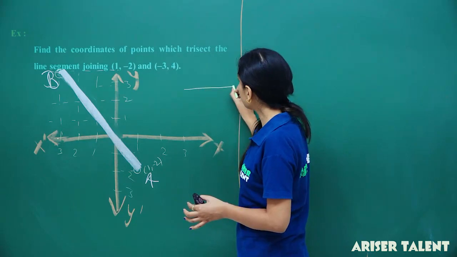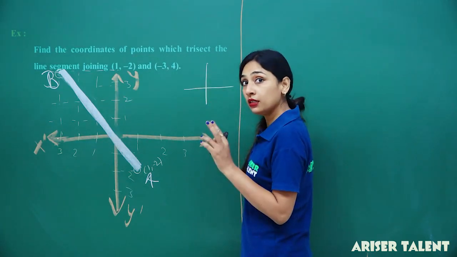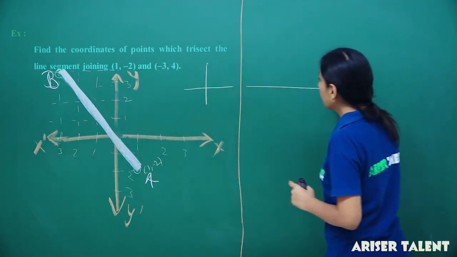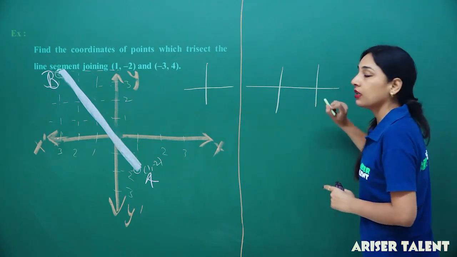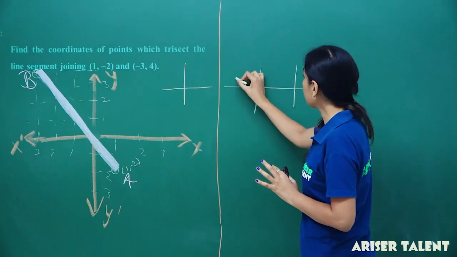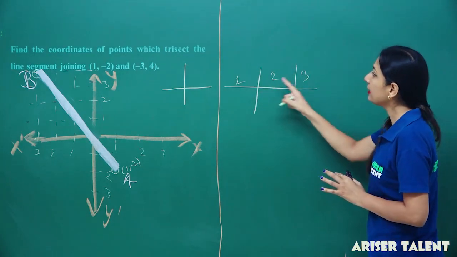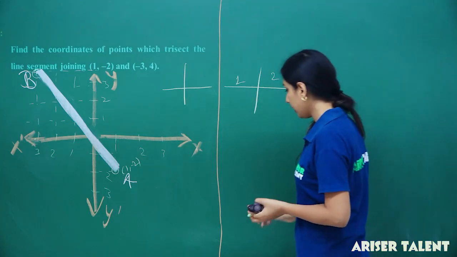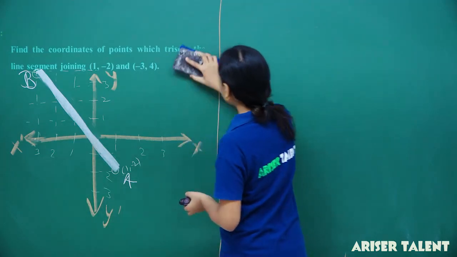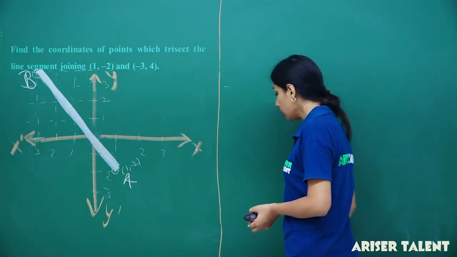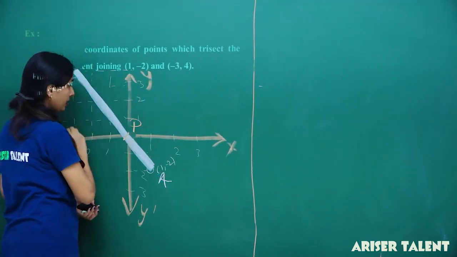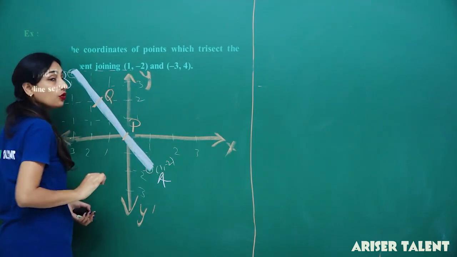Now, what does bisect mean? If I divide it in 2 equal parts. Trisect means if I have a line and I divide it into 3 equal parts. So first part, second part and third part, and these 3 parts are equal, right? So there will be 2 points. Let's suppose the first point is here, P, and the second point is here, Q.